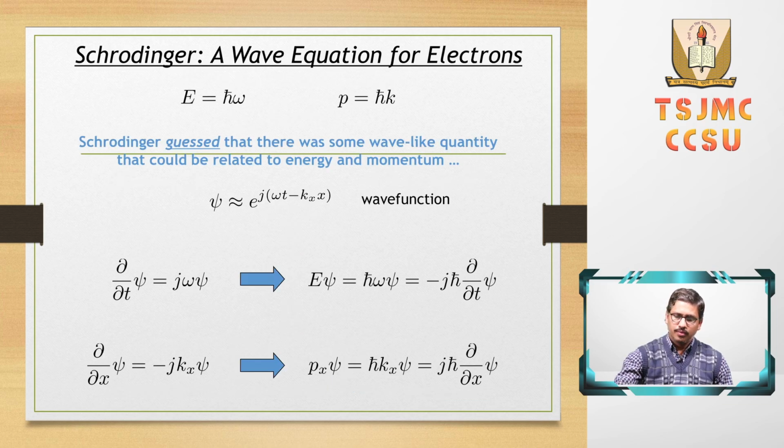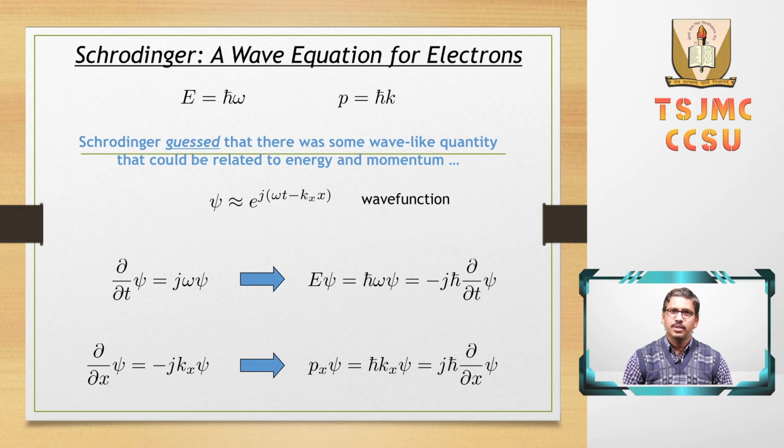So what is the Schrodinger wave equation for an electron? As we know, E equal to h cut omega and P is equal to h cut k. As we already know the particle energy and momentum, Schrodinger guessed that there was some wave-like quantity that could be related to the energy and momentum. And as we are considering a simple wave, that is a plane wave, psi equal to e power i omega t minus kx. Now again, if we take a first time derivative, we will get del psi upon del t equal to e power i omega t minus kx.